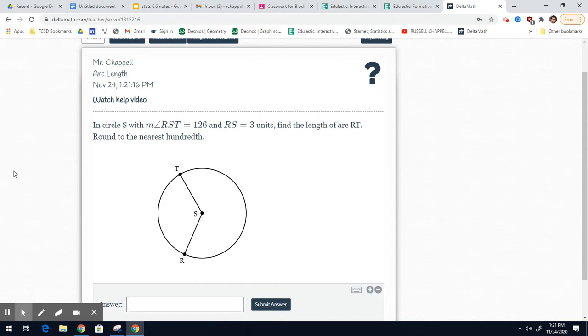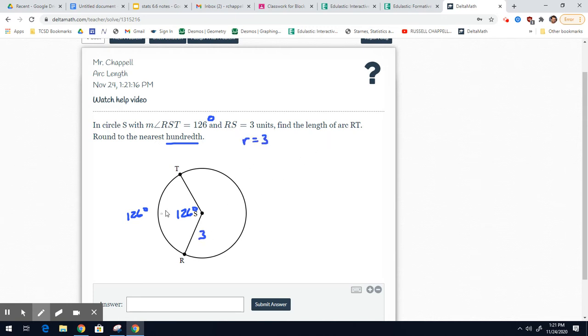So it says in circle S, with the measure of angle RST being 126 degrees, and RS equaling 3 units, find the length of arc RT, rounded to the nearest hundredth. So this angle is 126 degrees, which also means that this arc's measure is 126 degrees, not its length, its measure. RS is 3. 3 is your radius.